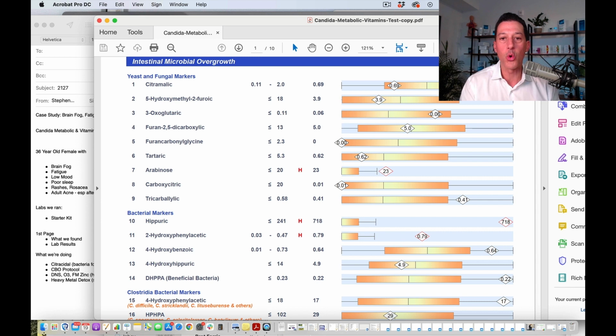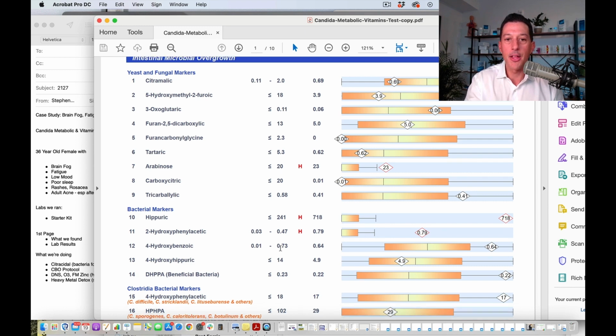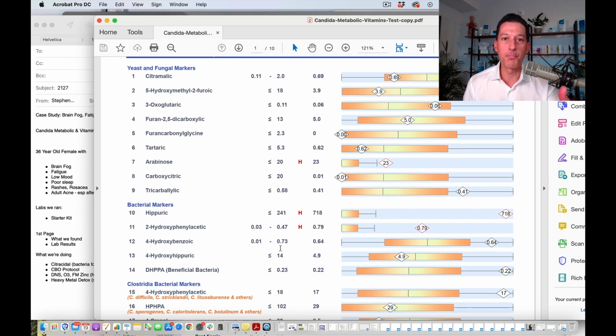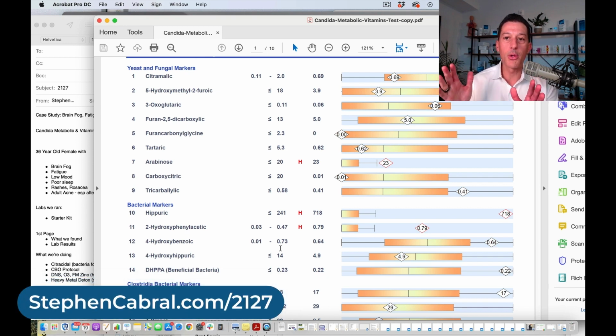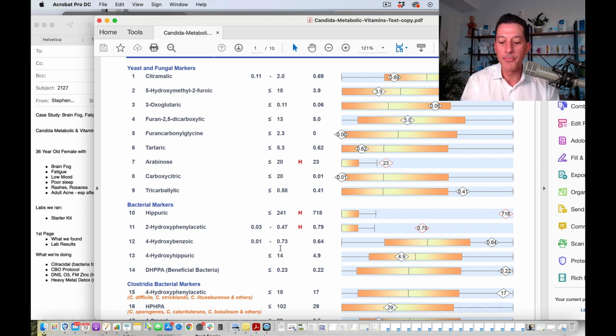This is of course a real client from our practice, someone that I personally worked with, and I'm going to pull these bullet notes inside of our show notes today. So if you go to stevencabral.com/2127, you'll be able to follow along with a PDF of this lab. So again, head on over to stevencabral.com/2127. You'll be able to see the bullets from this individual client, and you're going to be able to see the symptoms that they came in with.